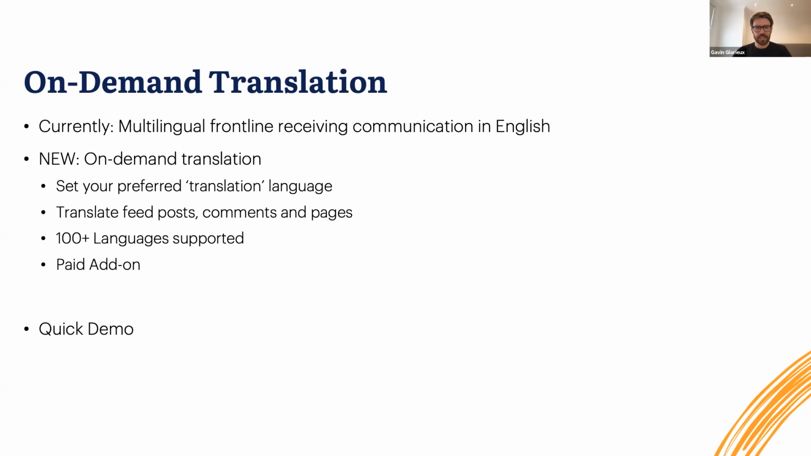So inside of Blink, there are two ways we are trying to help with this challenge. One is to make our mobile apps available in multiple languages so that the copy that's inside the app can easily be understood. We added this a while back and we now support more than 10 languages. And now we're also adding a new way for users to translate content inside the app using a new feature we call on-demand translation. On-demand translation is an easy way to translate feed posts, comments, and pages in Hub on the fly into more than 100 languages.